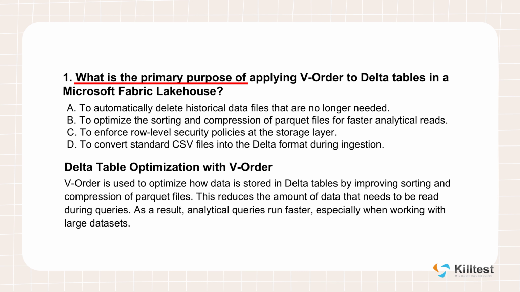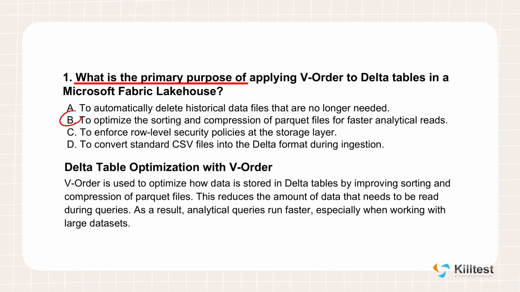So what's fascinating here is how Microsoft handles performance under the hood. Option B is actually the correct answer here. Okay, so B, to optimize the sorting and compression of Parquet files for faster analytical reads. Exactly. It almost sounds like Marie Kondo in your digital suitcase. Oh, I like that. You're folding all the data so perfectly that when you need to find one specific data point, you can just grab it instantly without unpacking the whole bag. That is a perfect analogy. V-order is a write-time optimization. It literally physically aligns the columnar storage layout of Parquet files. Wow. Which massively reduces the input-output operations required when a query engine goes looking for data.